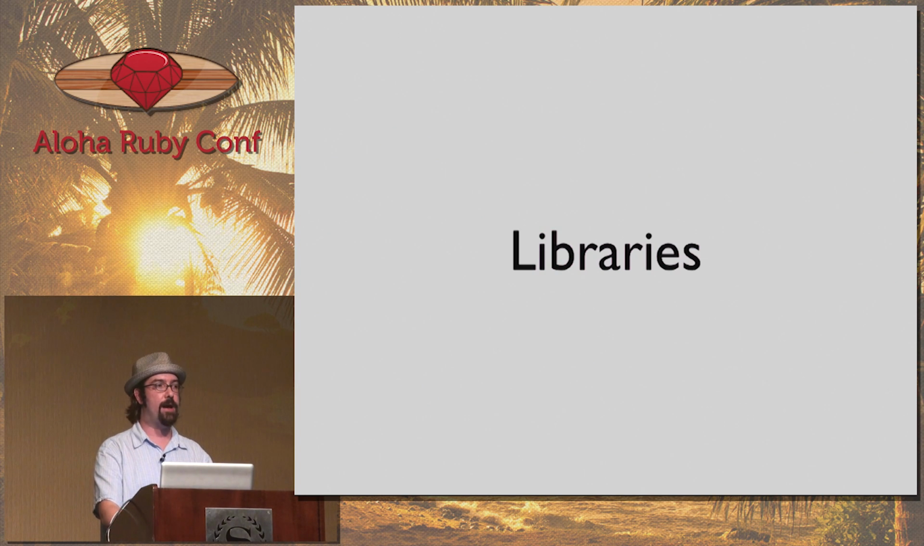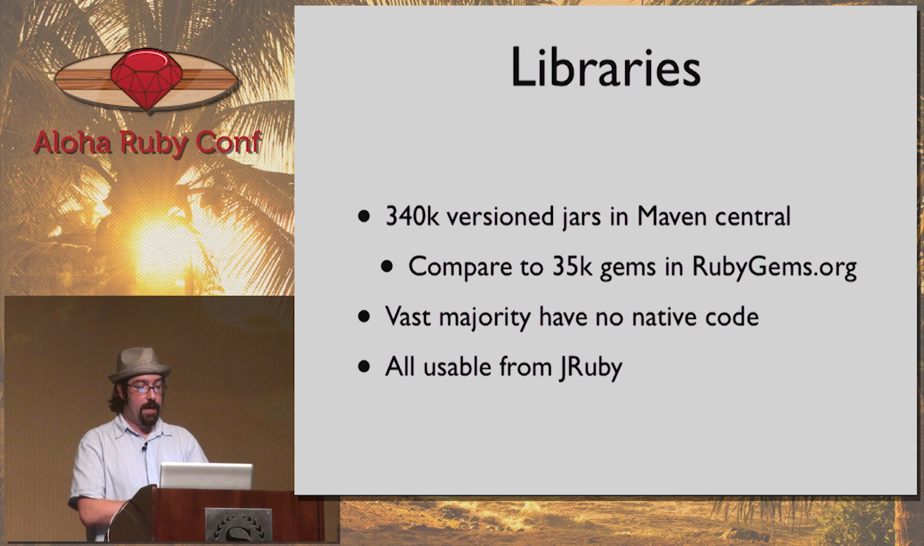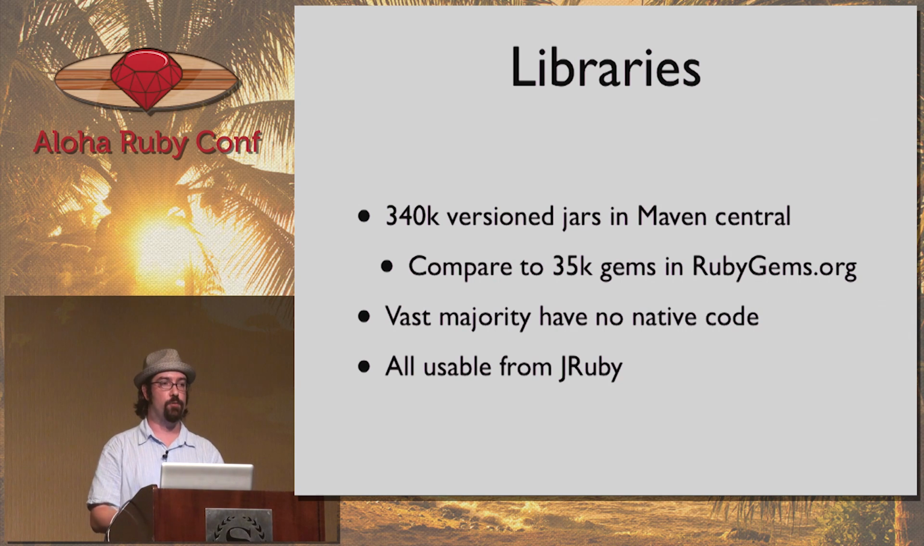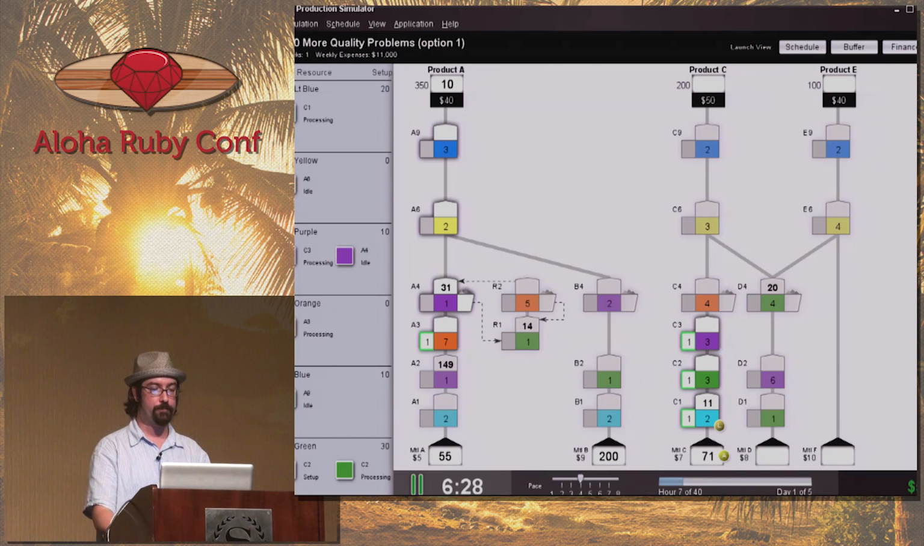All right, so moving on to libraries. If you look at Maven, the standard repository of libraries for Java JVM applications, there's 340,000 versions of different jars in Maven right now. Compare that to 35,000 gems in rubygems.org. So we're talking about a 10-to-1 difference in how much there is available for libraries if you're running on JRuby. And all of these can just be called as if they're a normal Ruby library. So very few of these have any native code. You pull them down, call them from your Ruby code, and you've got access to them.